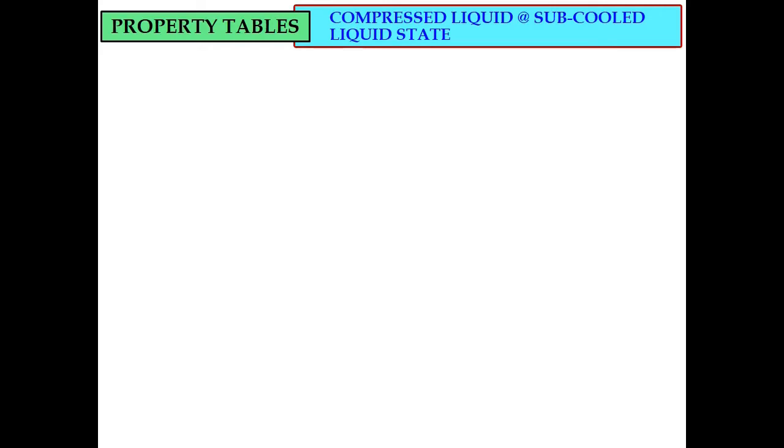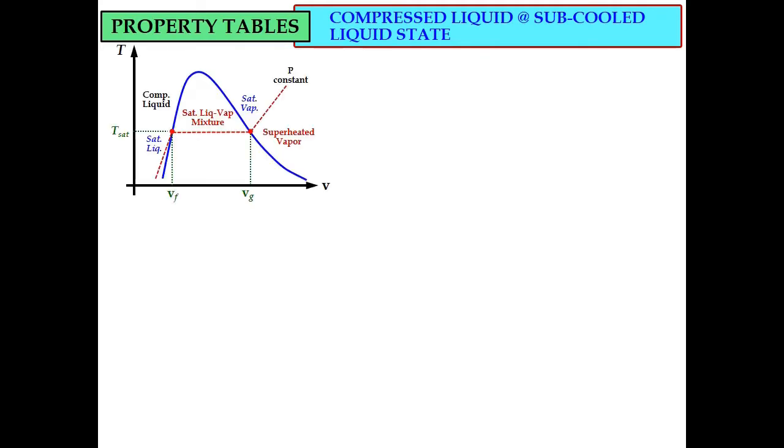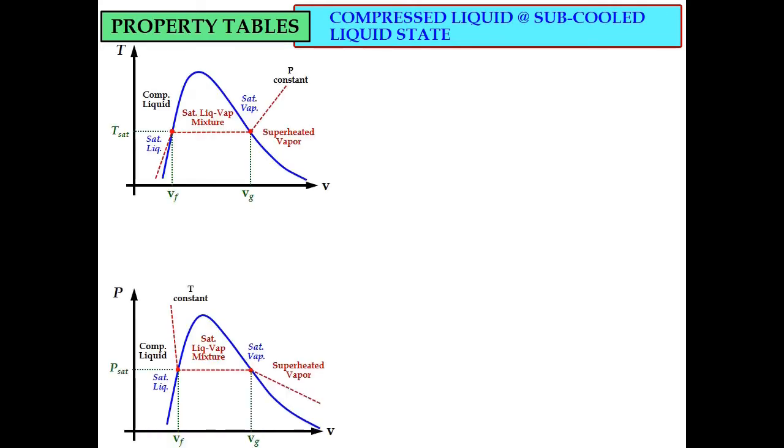Now for this part we will discuss the property tables for the compressed liquid, or sometimes we call it the subcooled liquid state. If you look at the TV diagram and also the PV diagram, the temperature for the state of compressed liquid will be lower than the saturated temperature at a given pressure, as shown in the TV diagram. And also we will have a specific volume value for that state.